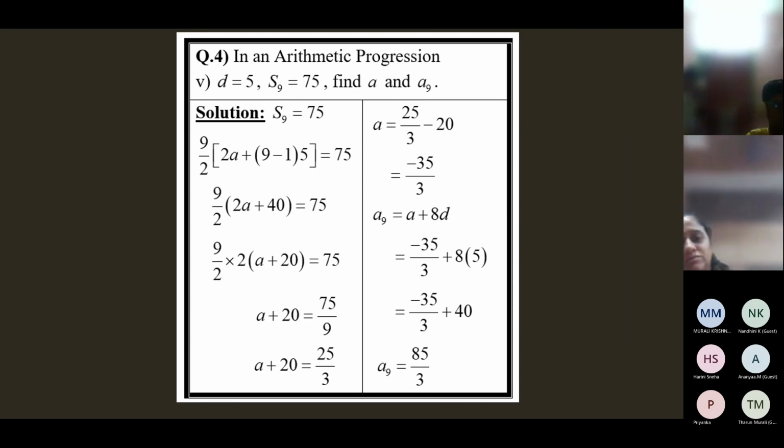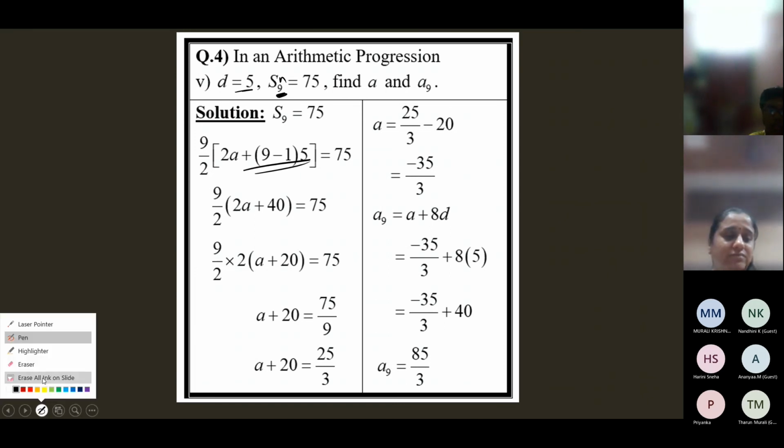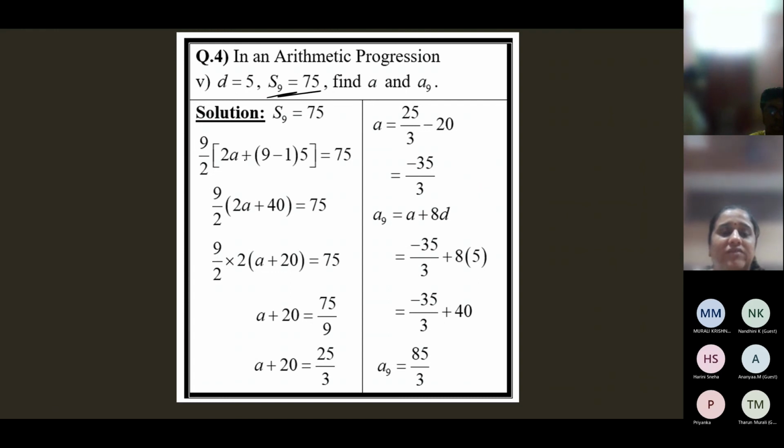Did we finish this, children? Yes, ma'am. Okay. So here S9 is given. From that you will get one equation on A and D. But you know D. So you can do this in your mind. What is S9? S9 meaning n is 9. What you don't know is A, but you know D. That means from this you can find A. S9 is equal to 75.